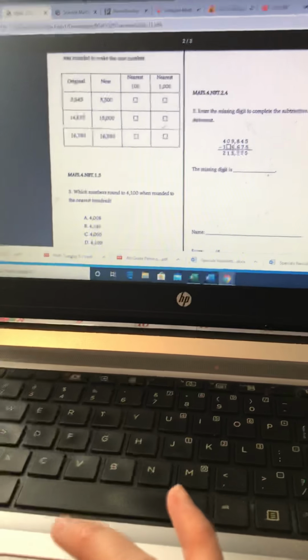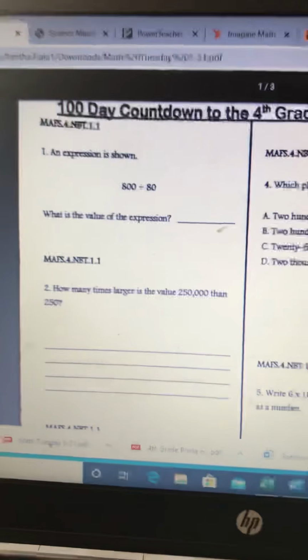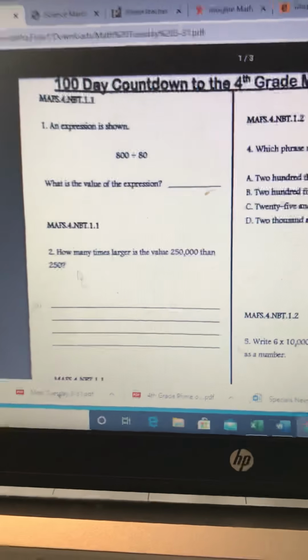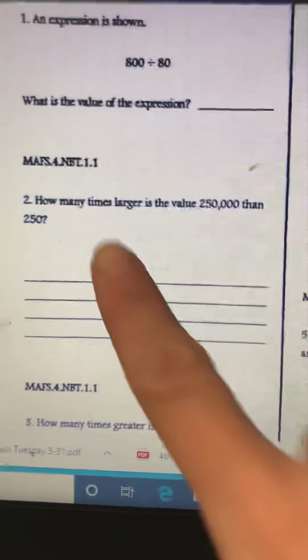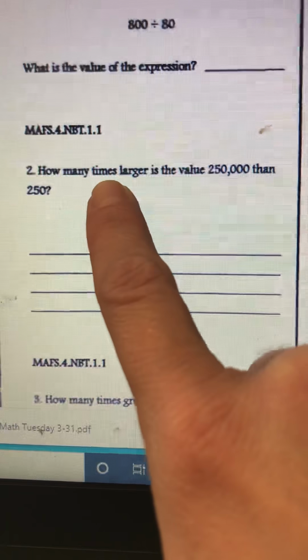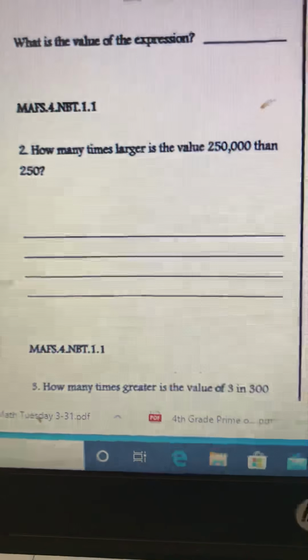All of these problems you should be able to do on your own, because it's stuff we've already done. You just have to make sure to look for your key words. So number 1 is a simple division problem. Number 2 says how many times larger is the value of 250,000 than 250? Remember, the key word here is times. So what times 250 will give you 250,000?